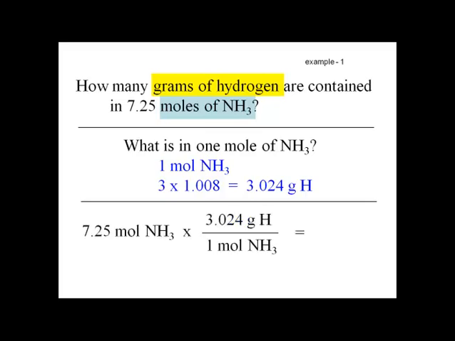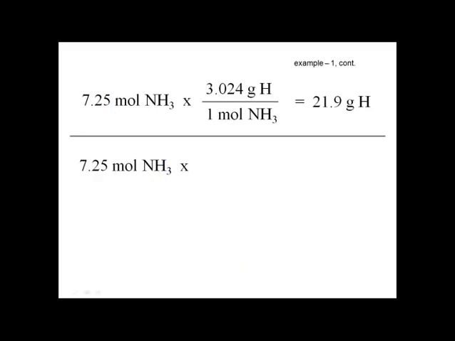To solve the problem, we start with the 7.25 moles of compound given and construct a conversion factor with moles of compound on the bottom and grams of hydrogen on the top. Calculation gives 21.9 grams of hydrogen. Here again is our solution.